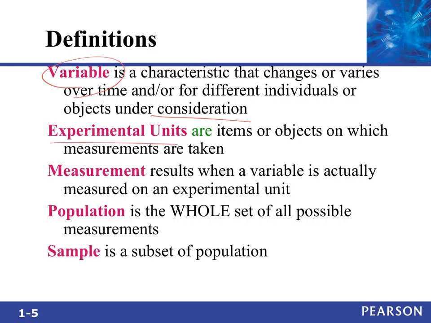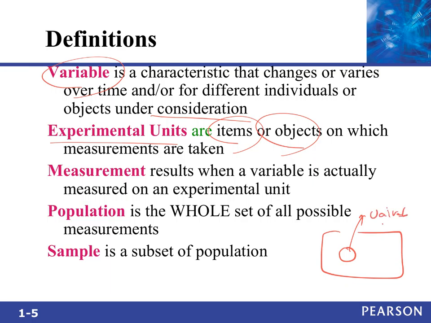Another one that we also have to study is the experimental units, which are items or objects on which measurements are taken. So what is the measurement? A measurement is the result when a variable is actually measured on an experimental unit. So we have these experimental units, and we measure something and we can have these variables. That's the relationship among variable, experimental units, and measurement.